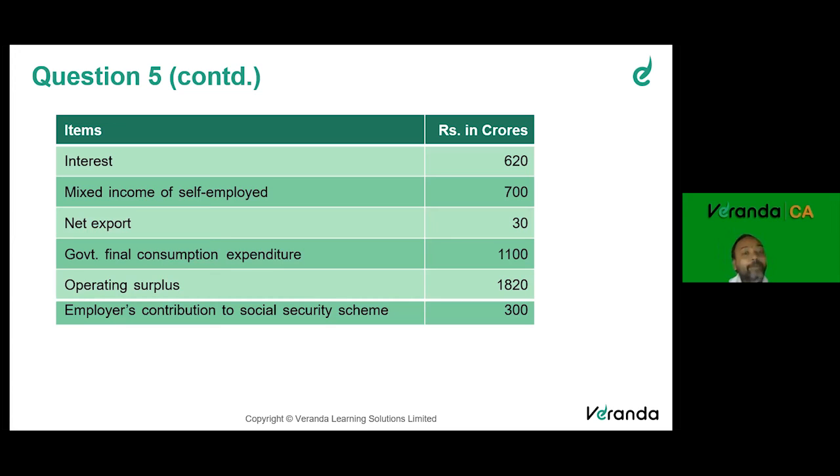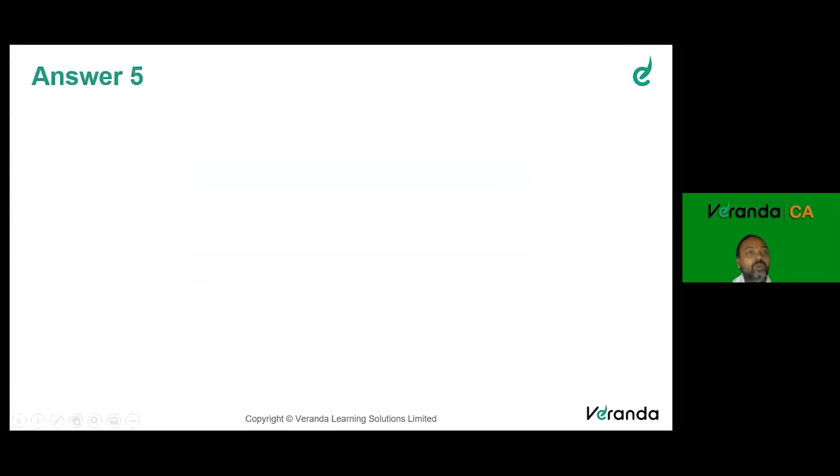Next, this was also covered some time before. Employees' contribution to social security scheme of 300 crores. There are two things which are not considered: one is the pension payment and another is the social security payment. Both should not be considered either in the expenditure method or in the income method. Let us see whether there are any further inputs for the question. No, it is directly going to the answer.